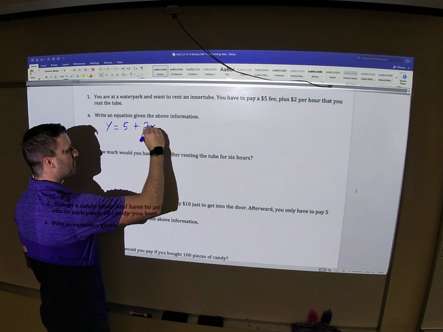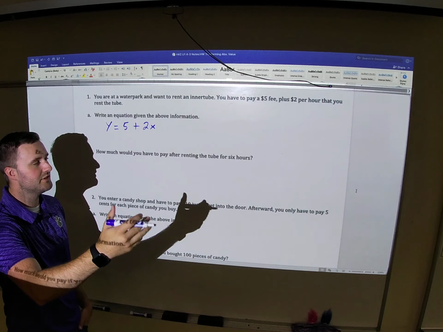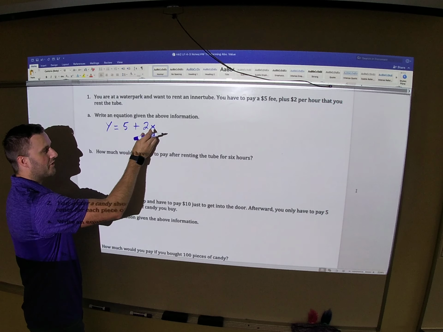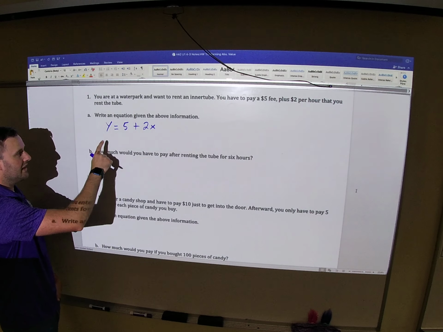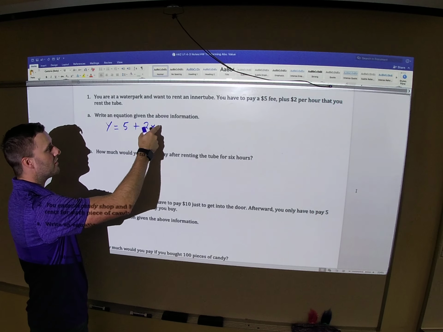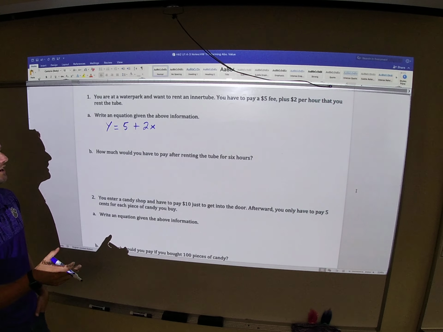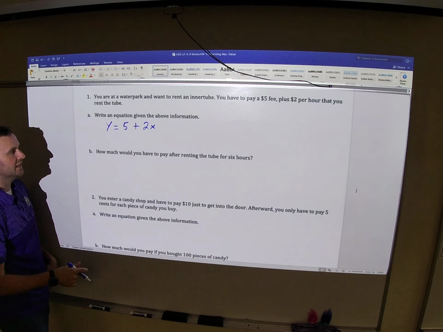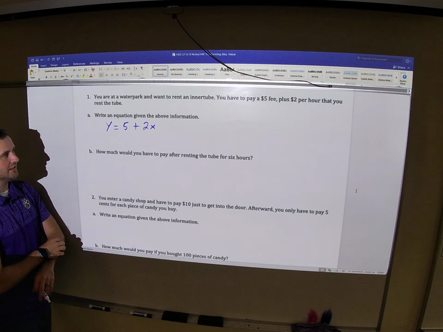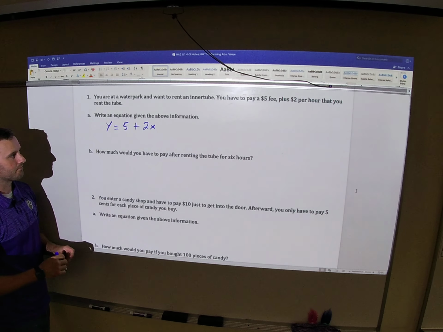Anytime we see that per hour, per day, per year, you're going to think that there's going to be a variable attached to it. So y equals 5, my flat fee, plus this $2 per hour. Later we're going to talk about slope-intercept form and actually how these would be flipped. But writing it like this, in the order that we see it, is okay for right now.